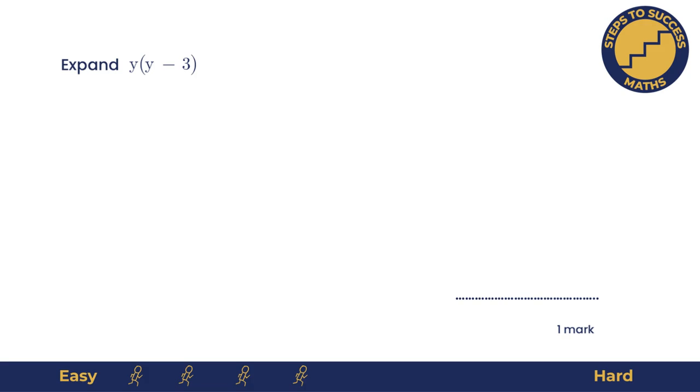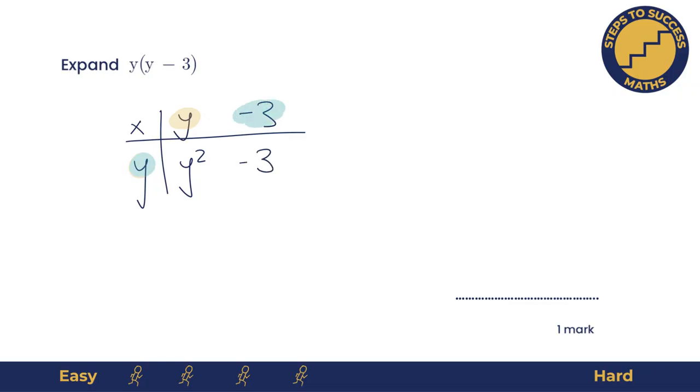Expand y(y - 3). Here's our grid. y minus 3. y times y, so that's y squared. y times negative 3, negative 3y. Remember to write the number first and the letter second.